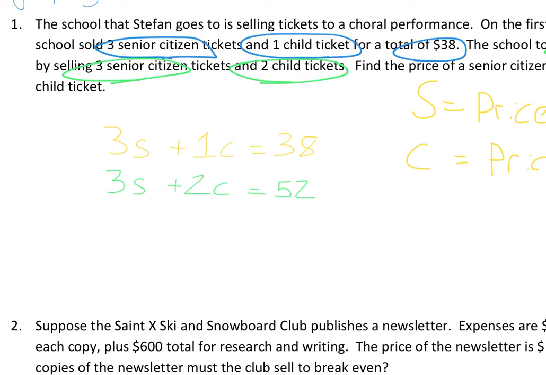Now in this video, I'm not going to focus on solving them because I just want to get you guys practice on setting them up. You can solve that with either substitution or elimination probably pretty easily and figure out the price of senior citizen tickets and child tickets. And this is what systems of equations does. If you have two equations that both contain the same two pieces of information, you're going to be able to set them up like this and solve.